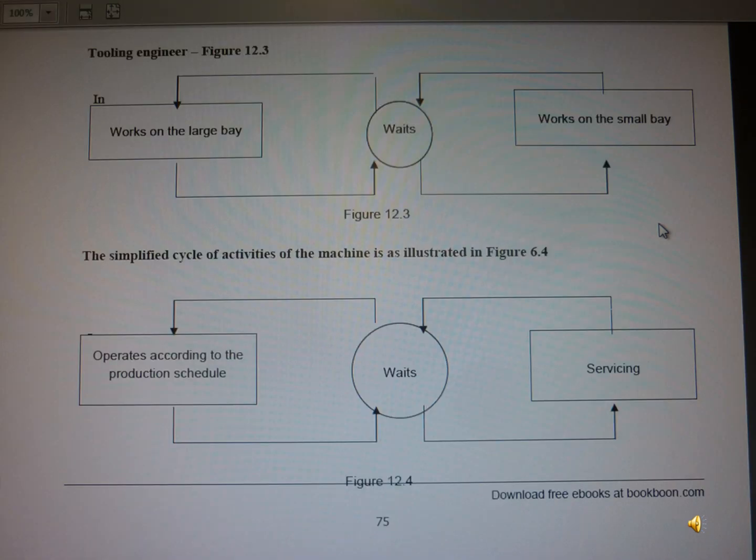This way the machine works on the large bay and the work on the small bay. So the waiting time you can see. Also the machines operate according to the production schedule and the servicing, and the waiting time you can see.